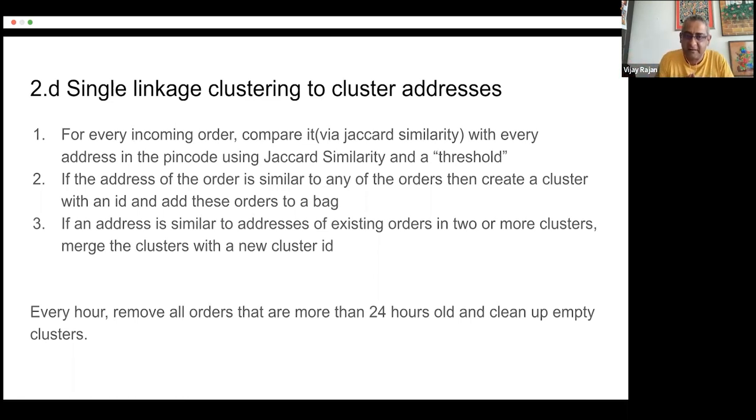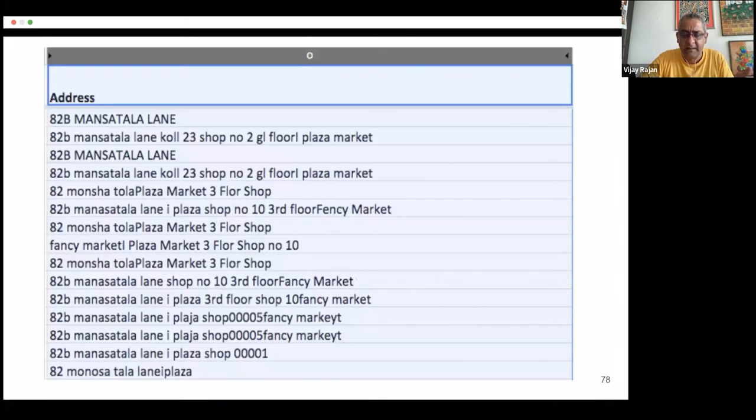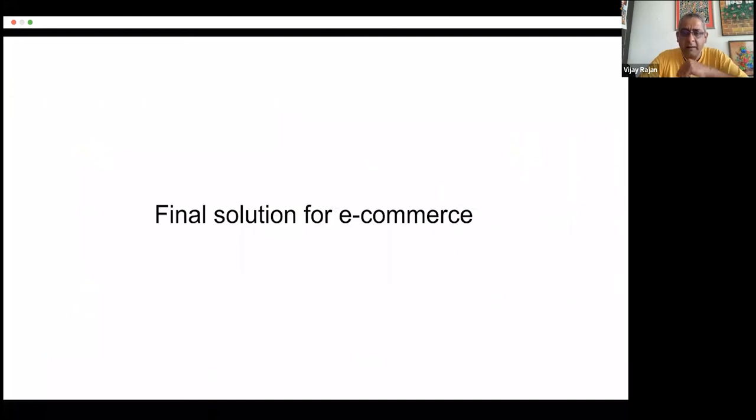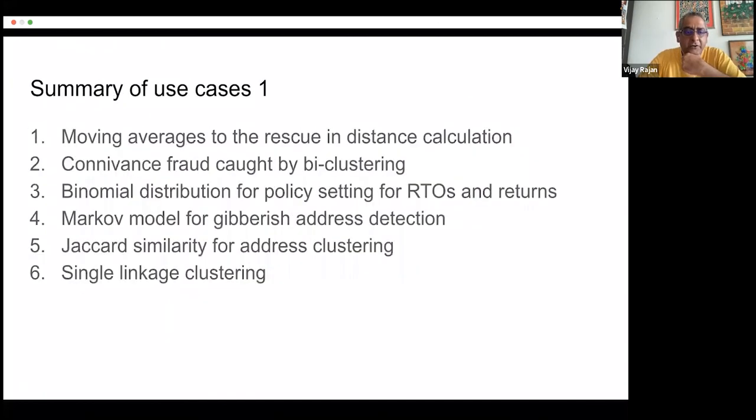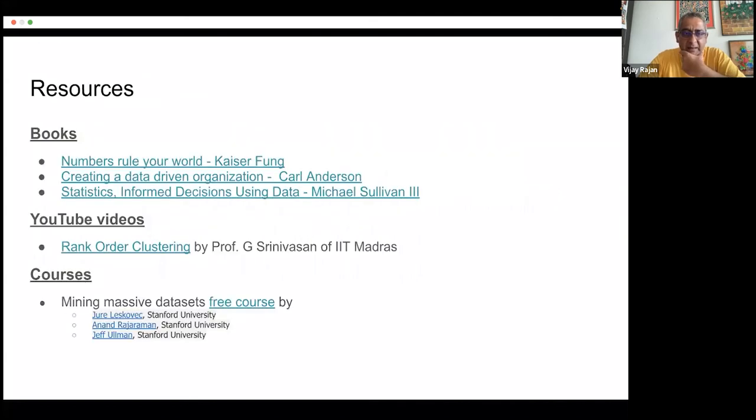So the single linkage clustering was used for clustering addresses after using similarity. And we found remarkable results for a lot of the customers, a lot of the use cases for bulk buy. So with that, I will end with my resources.